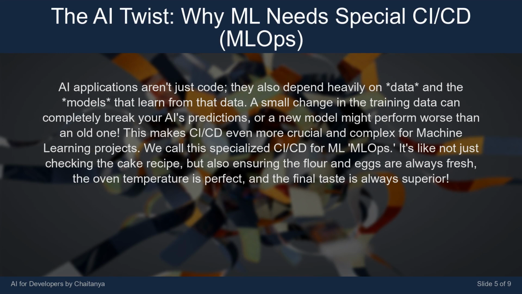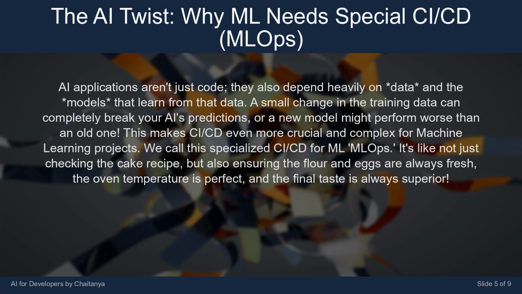AI applications aren't just code. They also depend heavily on data and the models that learn from that data. A small change in the training data can completely break your AI's predictions. Or a new model might perform worse than an old one. This makes CI/CD even more crucial and complex for machine learning projects. We call this specialized CI/CD for MLOps.